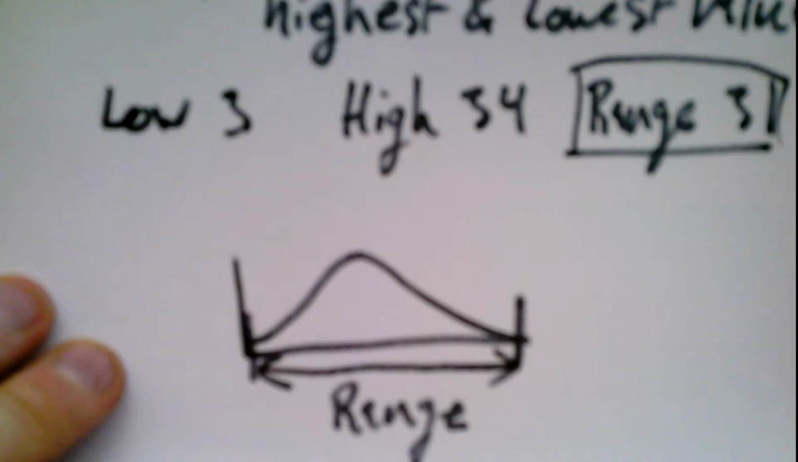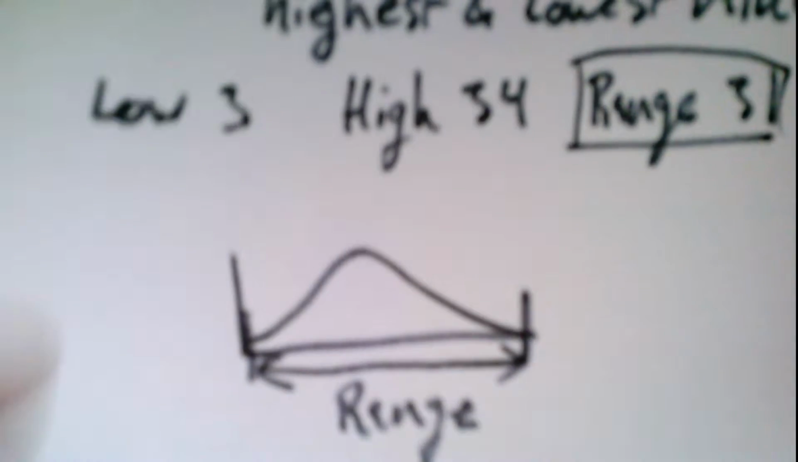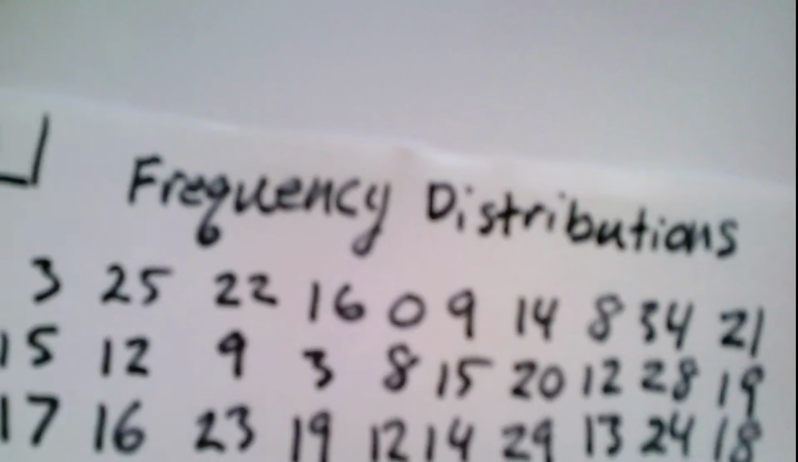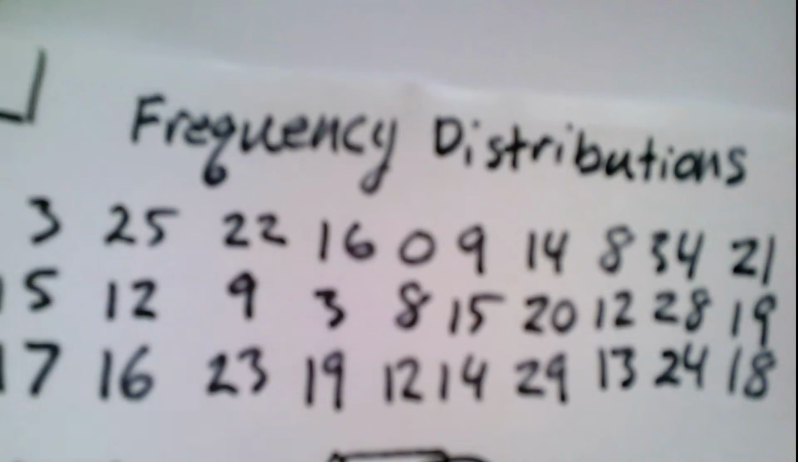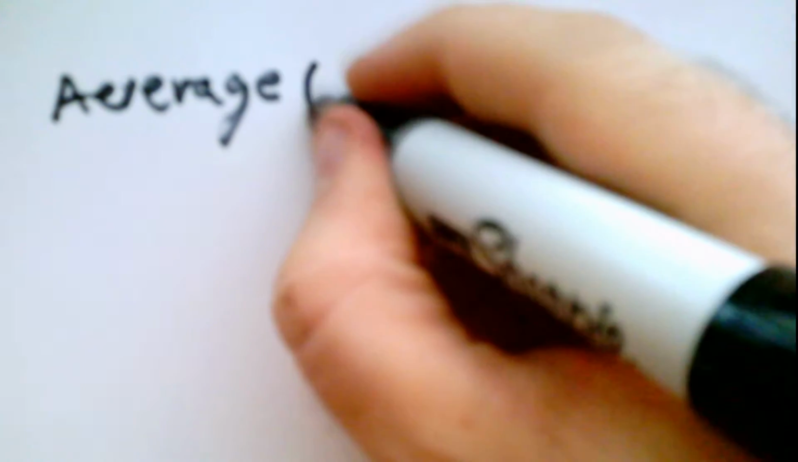I think that the next one we should talk about is probably the average. So this is our frequency distribution, and we're going to find the average of it. The average is a term that usually means the arithmetic mean.